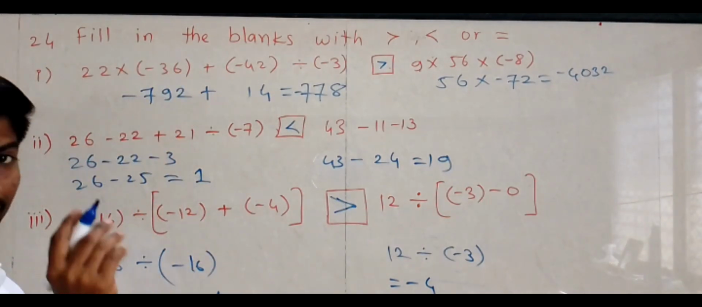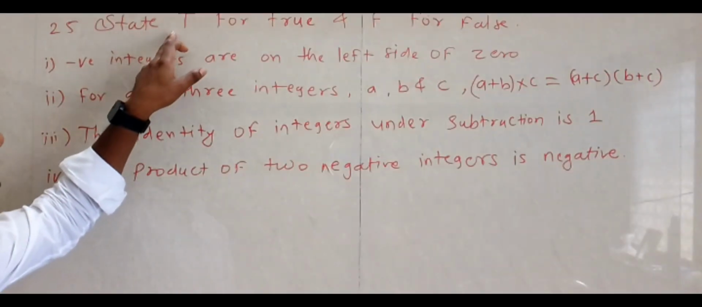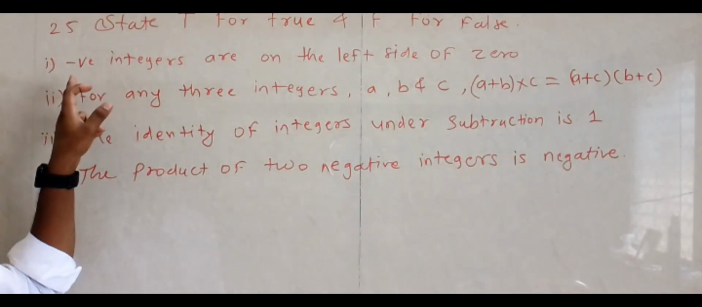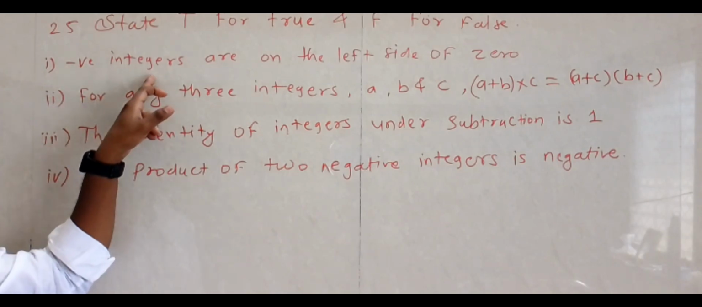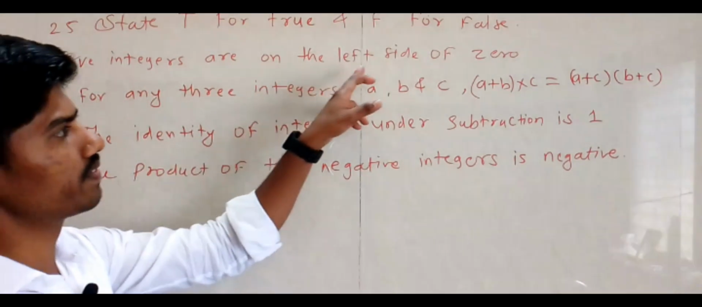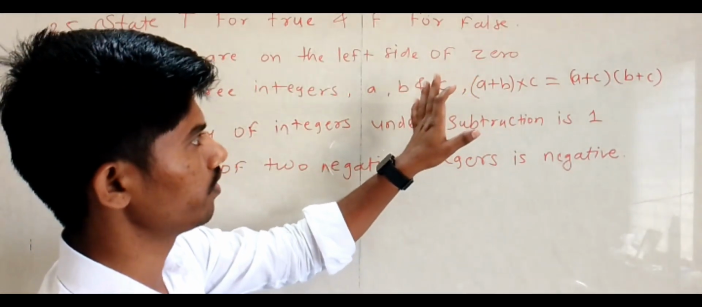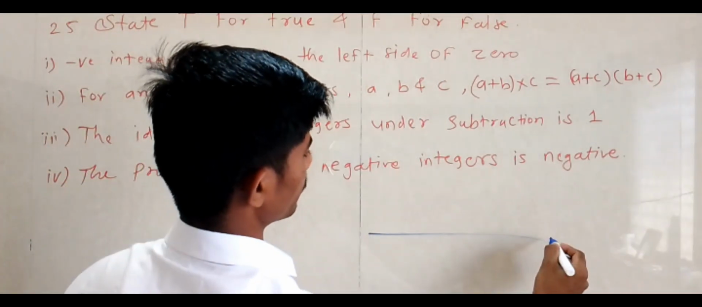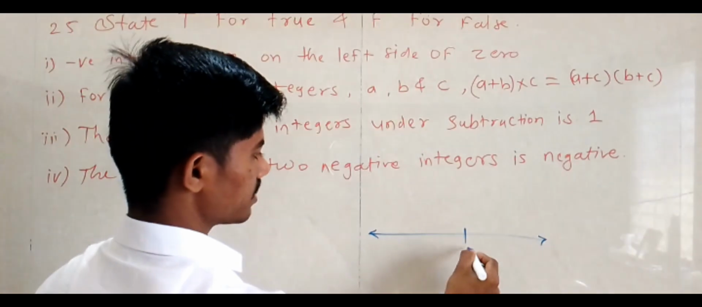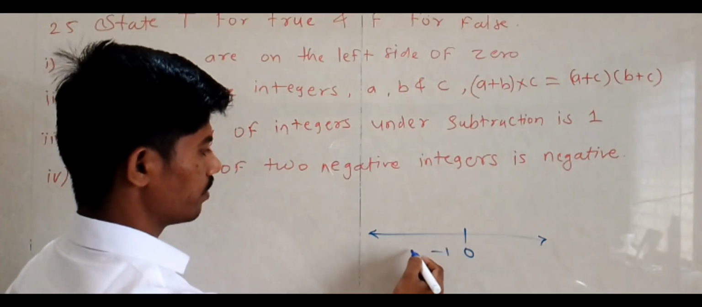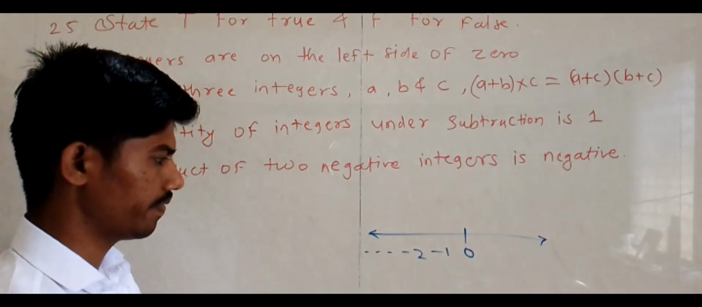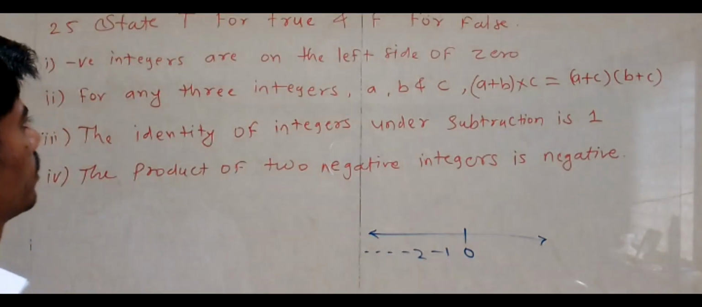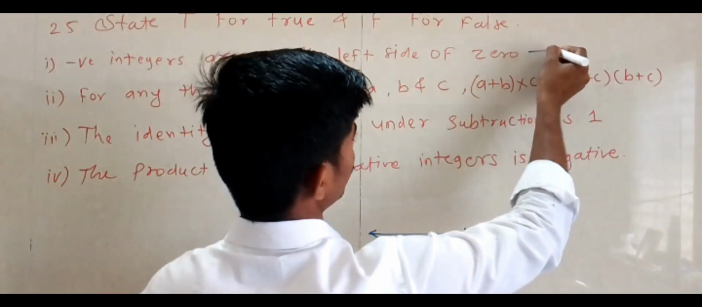We are moving towards the last question of the exercise. Select T for true and F for false. Negative integers are on the left side of the 0. So all of you know that this one is correct. Negative integers, left side of the 0. So if this is a 0, then all negatives are on the left side of the 0. So we can say this one is a correct one. So this is going to be true.